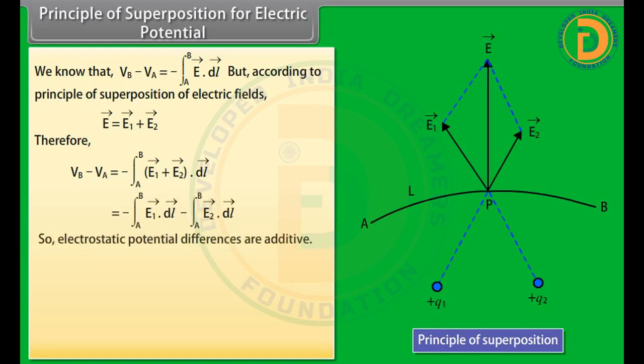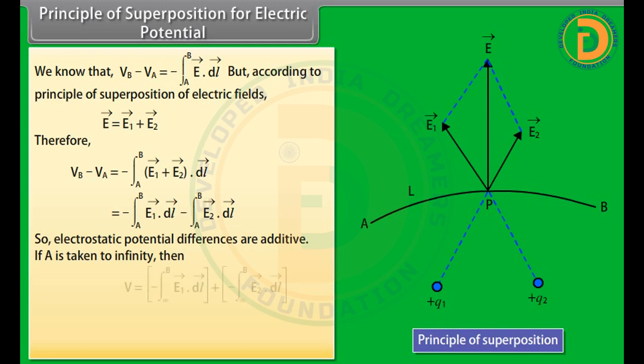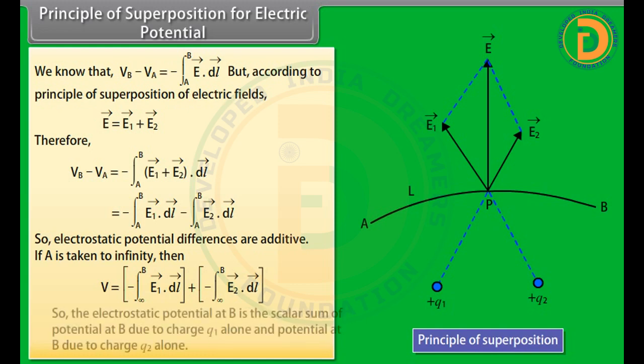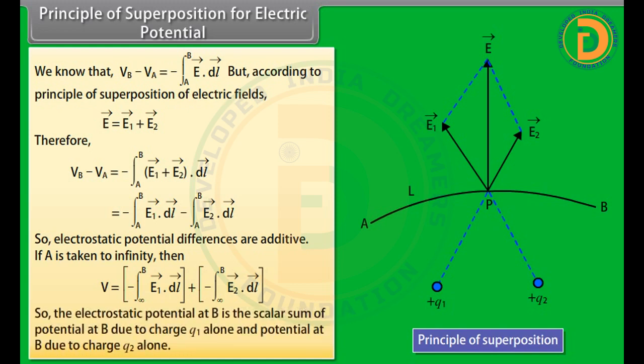So, electrostatic potential differences are additive. If A is taken to infinity, then V is equal to the sum of minus integration from infinity to B of E1 vector dot dl vector and minus integration from infinity to B of E2 vector dot dl vector. So, the electrostatic potential at B is the scalar sum of potential at B due to charge Q1 alone and potential at B due to charge Q2 alone. This result is applicable for any number of charges.